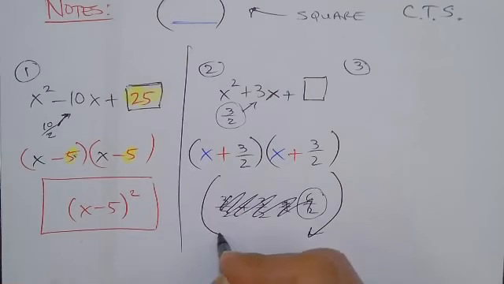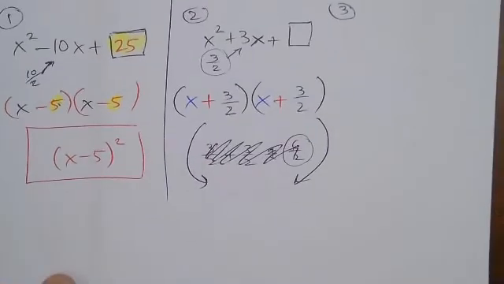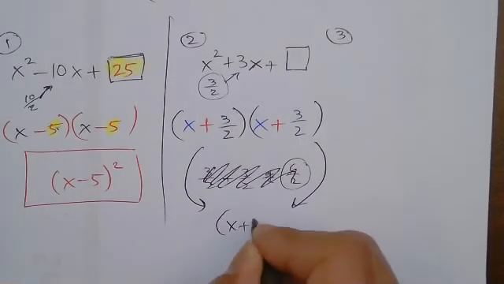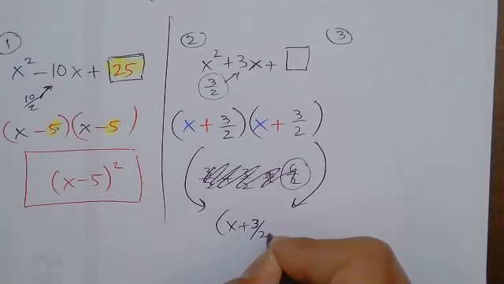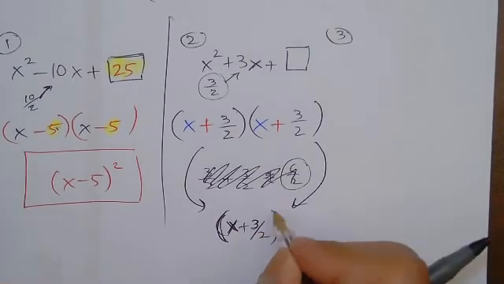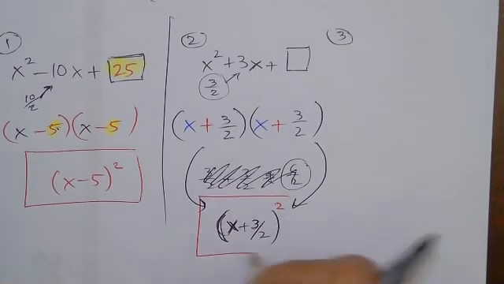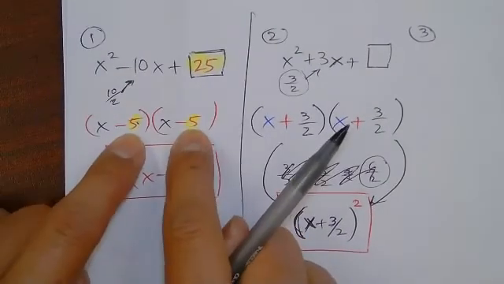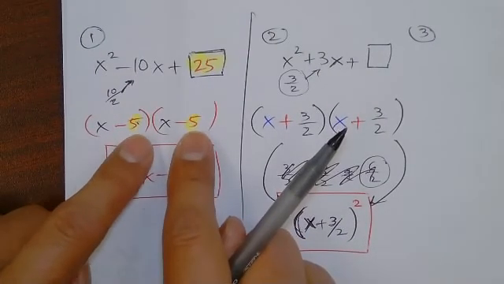Okay. Can you write the completed square? If these two are exactly the same, how do you write it as a completed square? X plus what? Do you guys agree it's going to be x plus 3 halves, quantity squared? Yeah. Are you good? Now let's go back to this one.